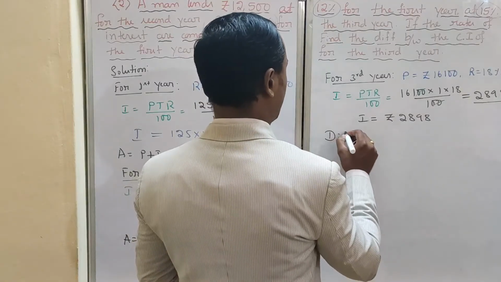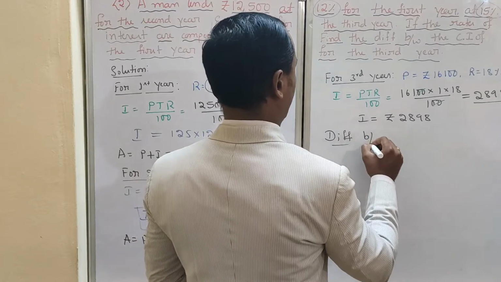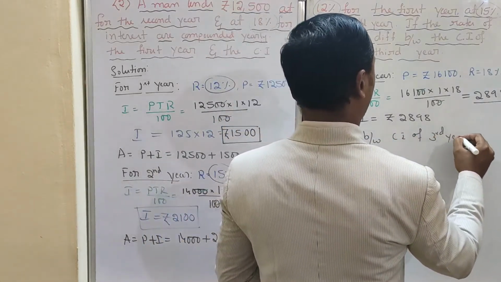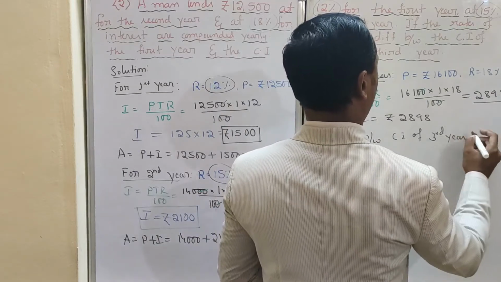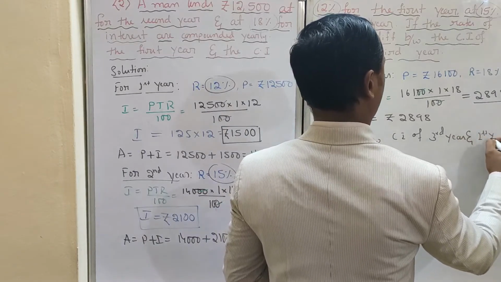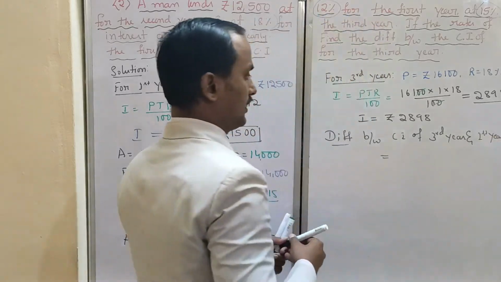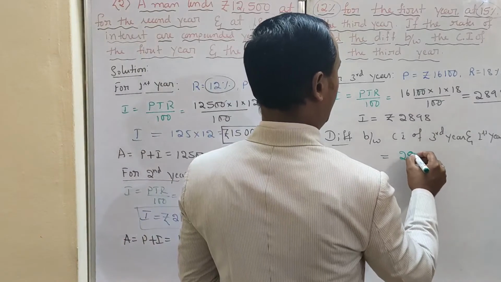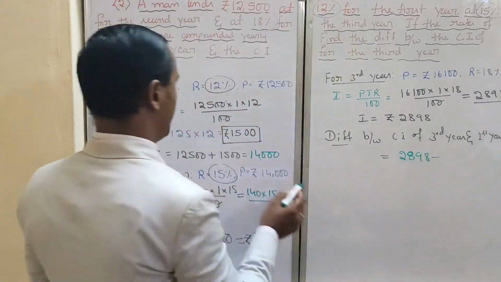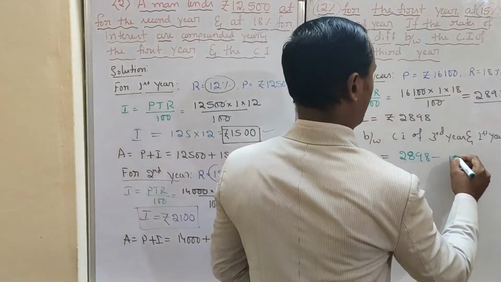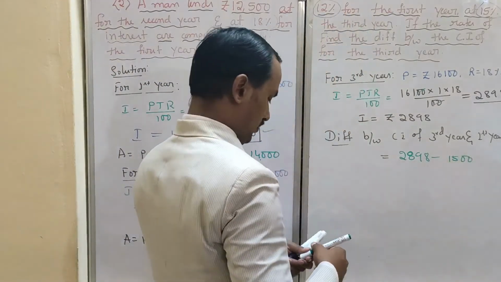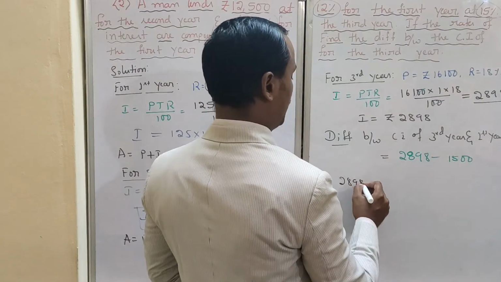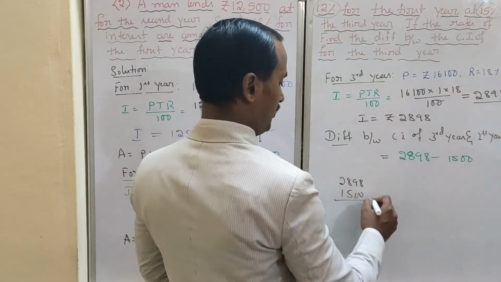The difference between the compound interest of the third year and the first year, dear children, is equal to the third year compound interest 2898 minus the first year compound interest 1500. How much is the difference between these two, you should think and do it. No thinking. 2898 minus 1500. Like you should do it.